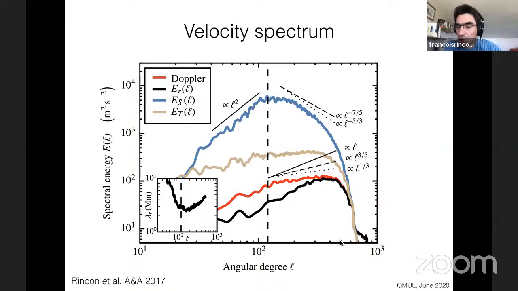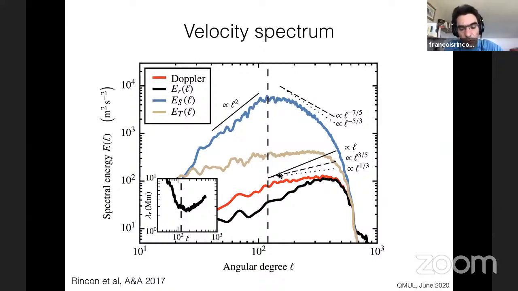What you see in the blue line is the kinetic energy spectrum for the spheroidal component, so the divergence-like motion, the cells. And you can see there is a clear peak at a scale of L equal 120 here, which corresponds to supergranulation. The toroidal component, or the vertical component, is much smaller, as you can see, and it's much flatter too. The black one is radial velocity. And as I told you before, it's very, very small compared to the spheroidal horizontal part of the flow.